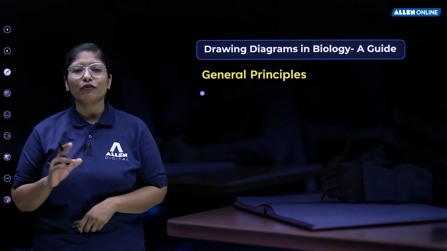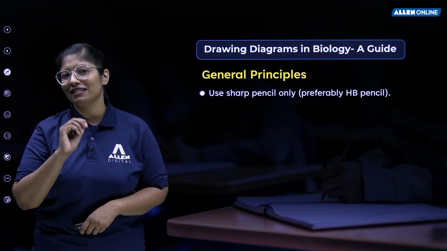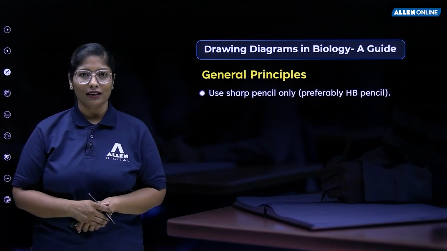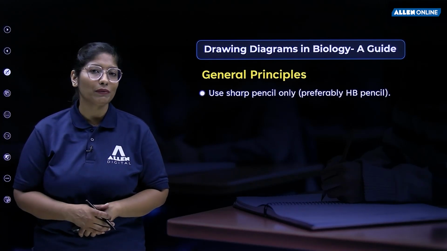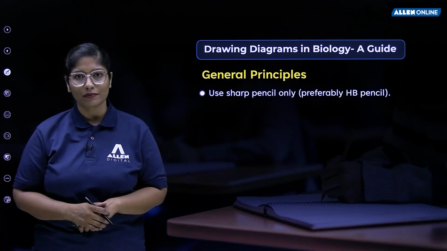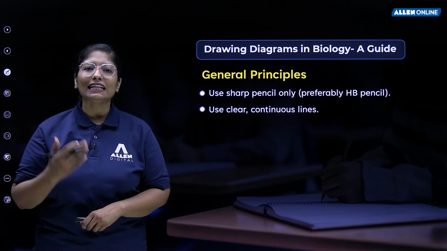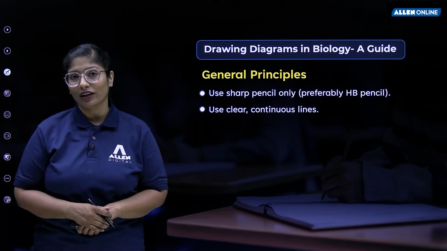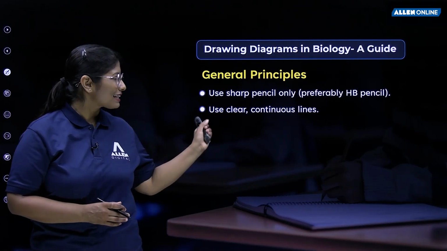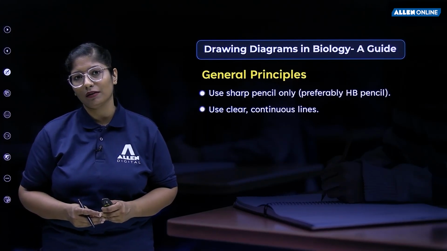Okay, so the first rule, the first principle is to use a sharpened pencil only when you have to draw the diagram, and preferably use an HB pencil, a dark colored pencil when you are drawing the diagrams, right? Next point is that you should make clear and continuous lines when you are drawing the diagram. Okay, so use clear and continuous lines. You should not break the lines when you are drawing the diagram, right?